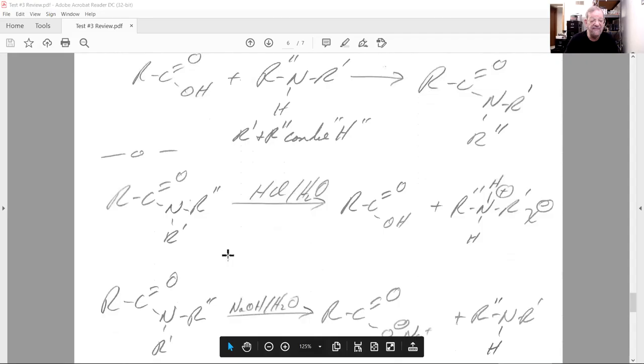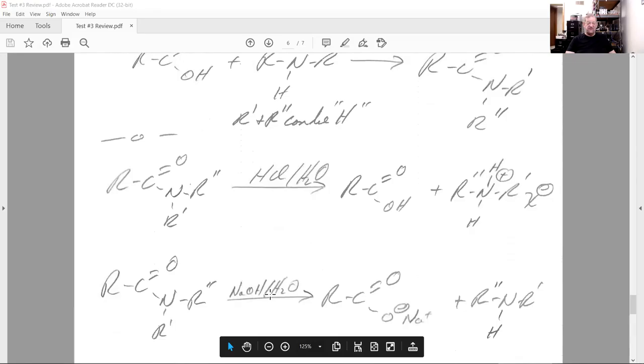Again, R prime and R double prime, one or both or none, can be hydrogen. Now, you can also do base hydrolysis of an amide. If you take an amide and react it with sodium hydroxide, that's the base I'll use for this reaction, and water, you get back not the carboxylic acid, but the carboxylate anion of the carboxylic acid you would have used to make that amide. Why? Because the carboxylic acid in the presence of base forms the carboxylate anion. But you do get back the amine you would have used to make that amide. Remember, again, R, R prime and R double prime can be hydrogen.